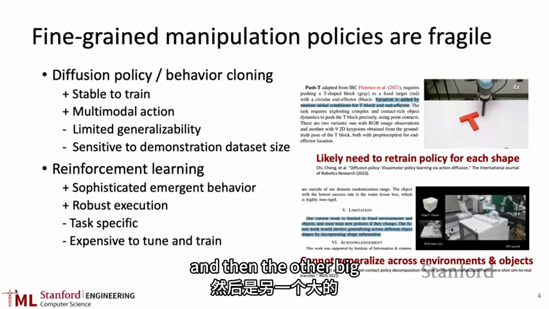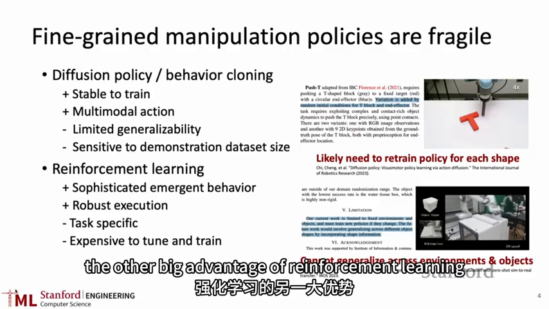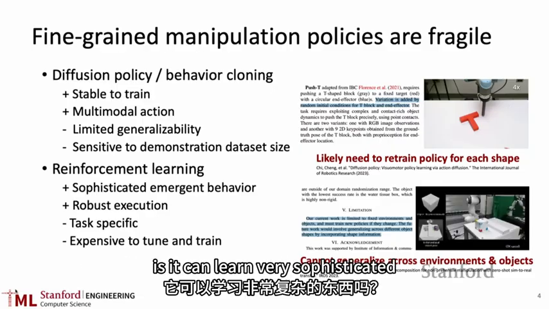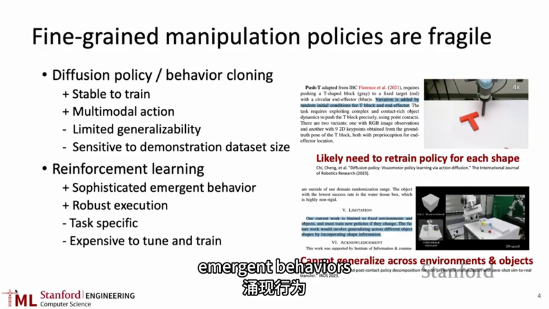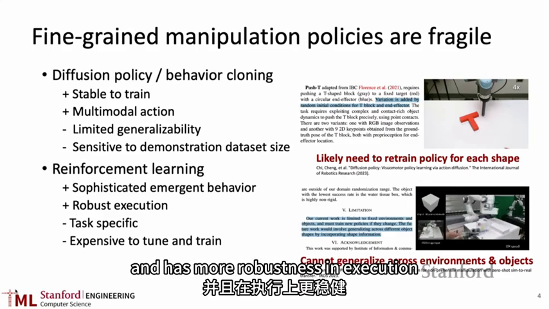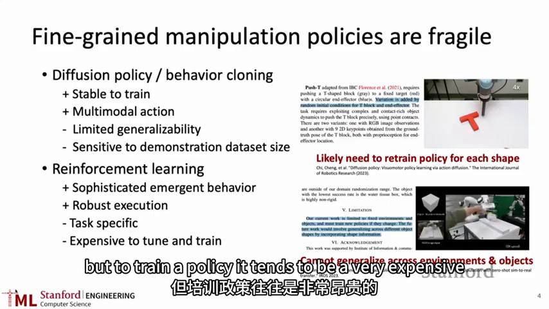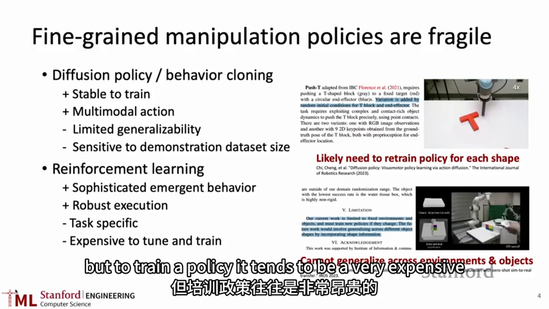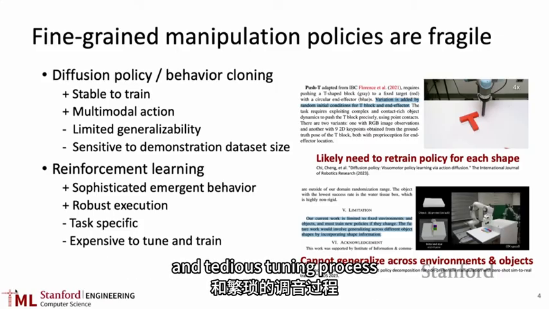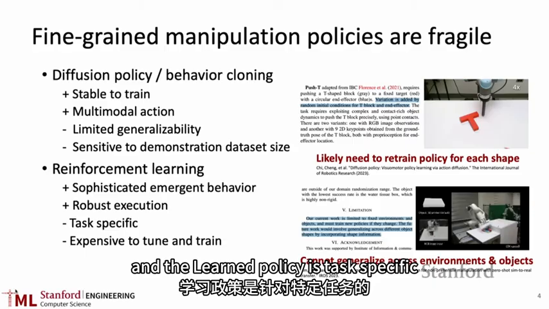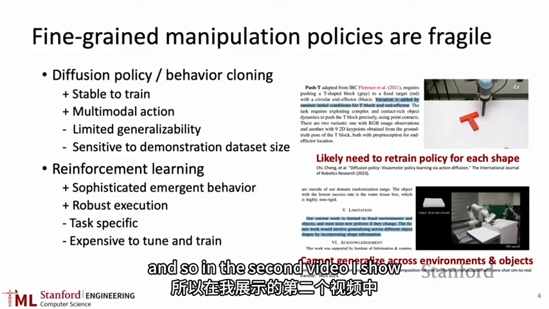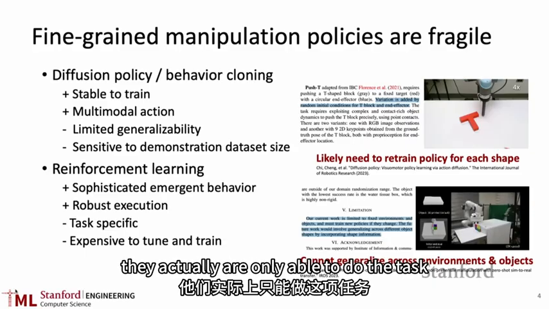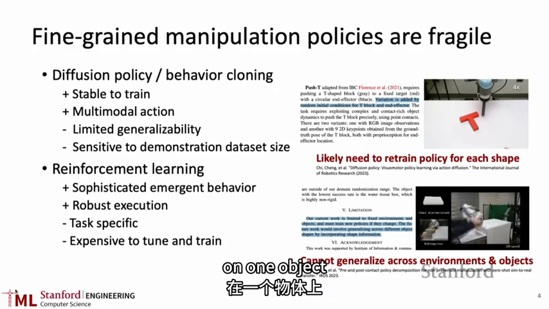And then the other big algorithm, reinforcement learning, can learn very sophisticated emergent behaviors and has more robustness in execution. But to train a policy, it tends to be a very expensive and tedious tuning process, and the learned policy is task-specific. And so in the second video I showed, they are only able to do the task on one object and one environment.